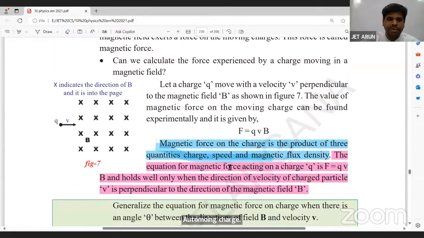All right. Here I've got a magnetic field, a uniform magnetic field. At this level, we are talking only about the uniform magnetic field.